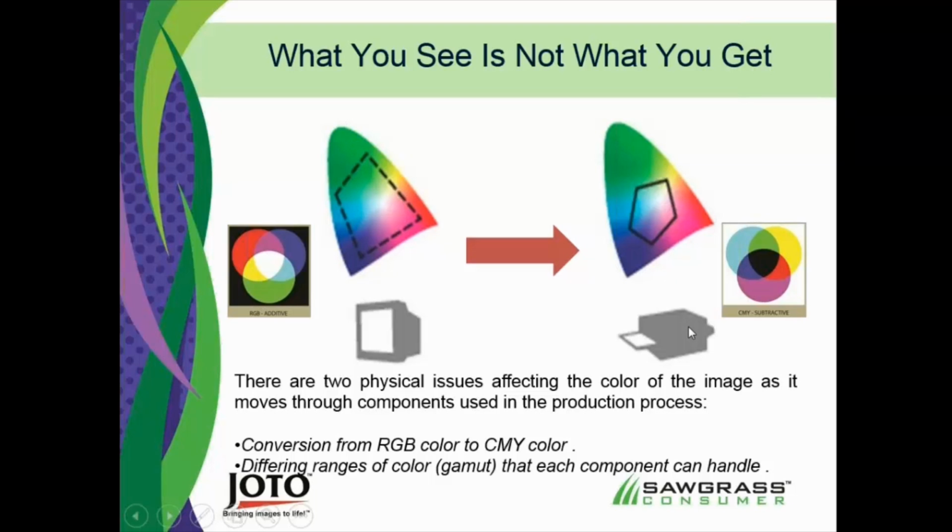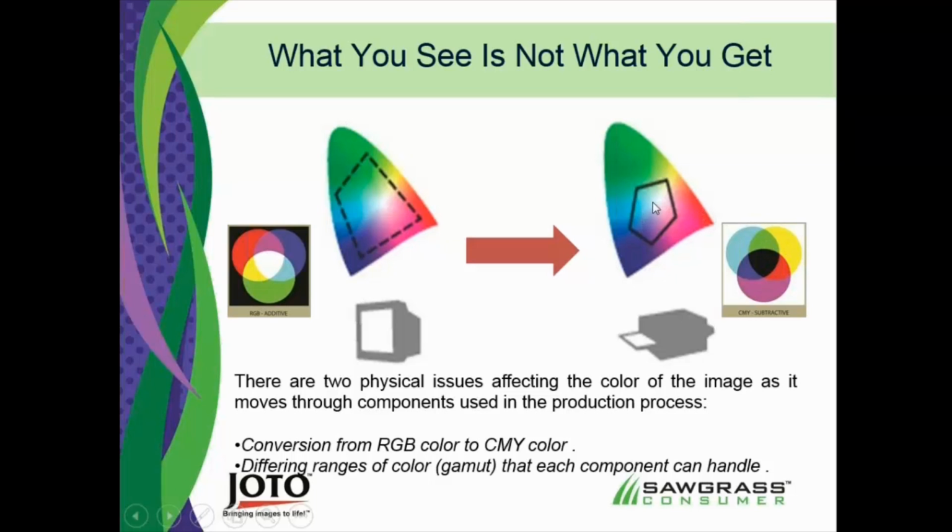Now, when we go over to our printer, we're using a different process called CMY: cyan, magenta, and yellow. In this case, we are working with percentages of those 3 colors. If we put equal percentages of all 3 colors, we get black. Absence of color gives us white. And then other combinations give us other colors.